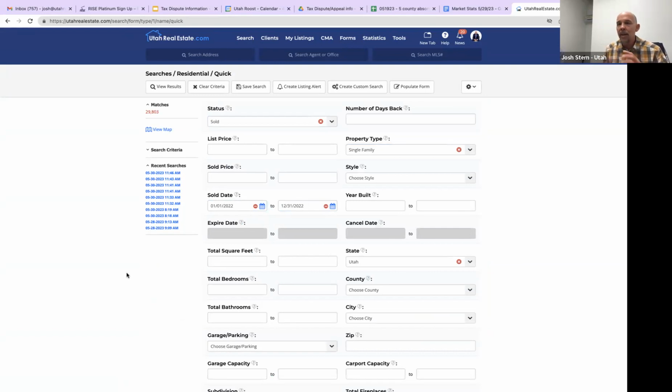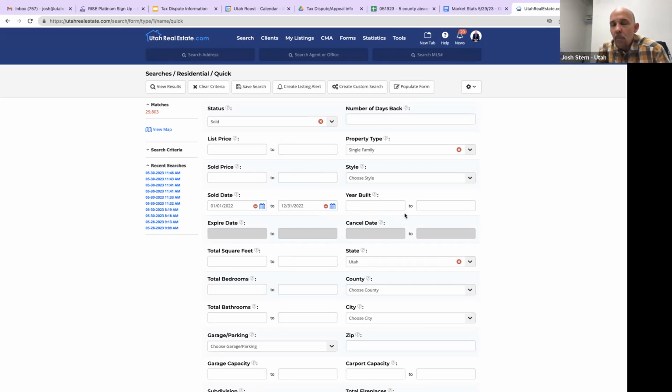So you still have to compare apples with apples. But what you're trying to do is find the least favorable apples to see if that could favor your clients. And that's what you end up doing. But the sold date has to be last year's sold date. It can't be this year's sold date because property taxes are based upon last year.